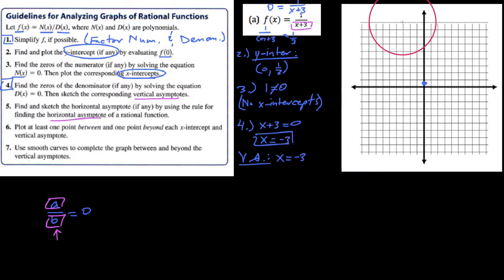So I'm going to go put this on our graph here. We say, okay, so at -3, we have this imaginary line that as we get closer and closer to this x value, our y values are either going to go to positive infinity or negative infinity, and we want to label this. So we say x equals -3.